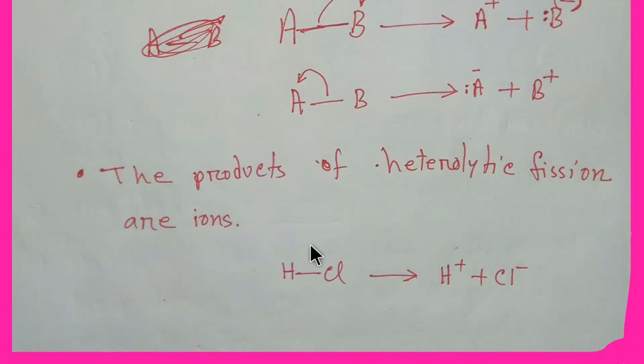Here is a specific example, right? The electronegativity of chlorine is much greater than hydrogen. As a result, here heterolytic fission will happen. So we'll get ions. One is a positive ion and the other is a negative ion, which is chloride.